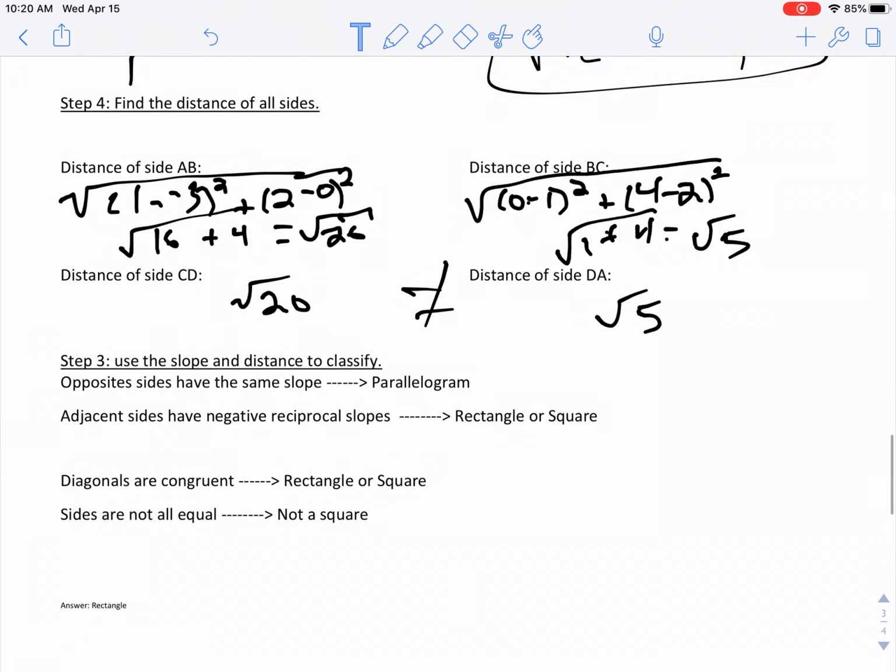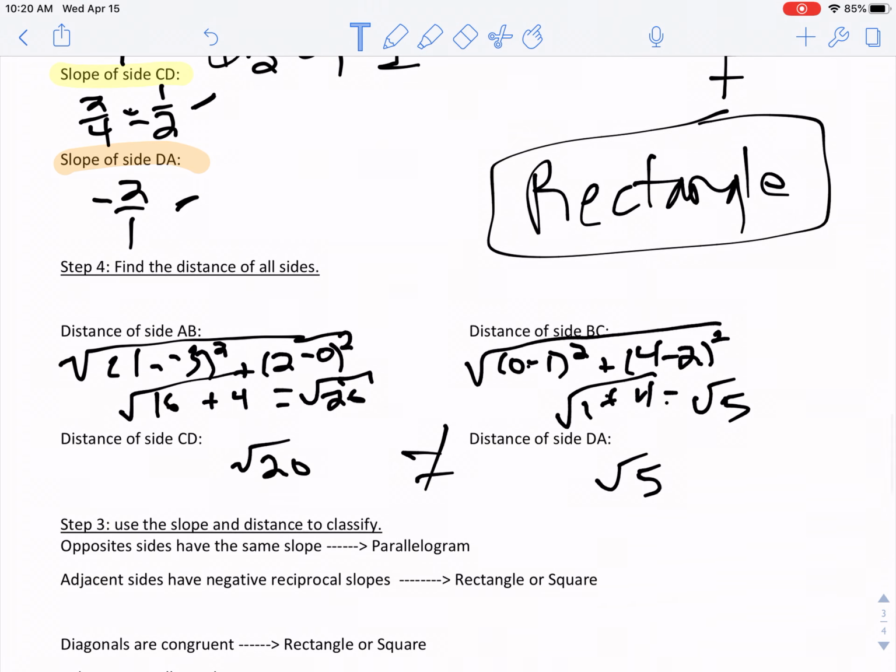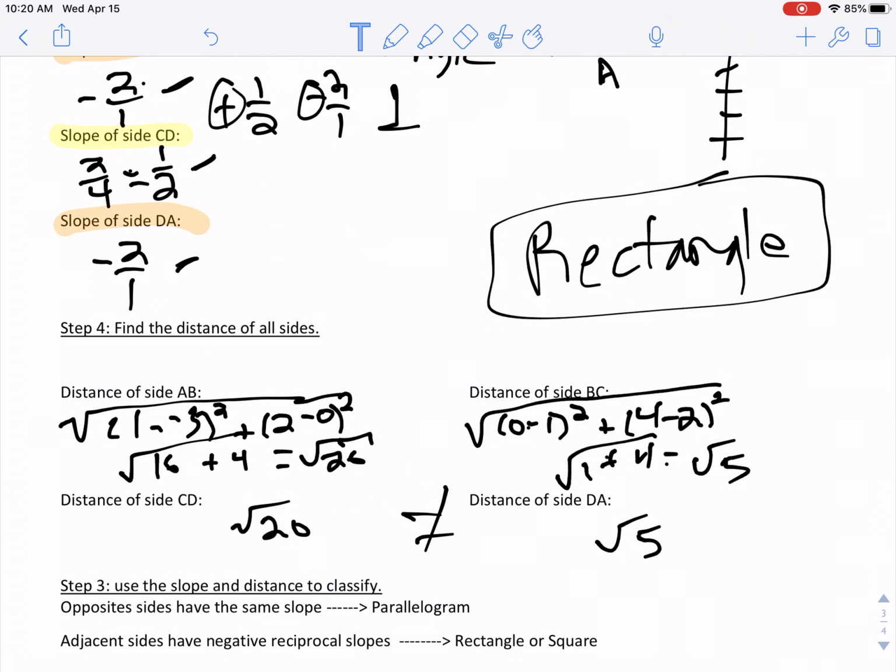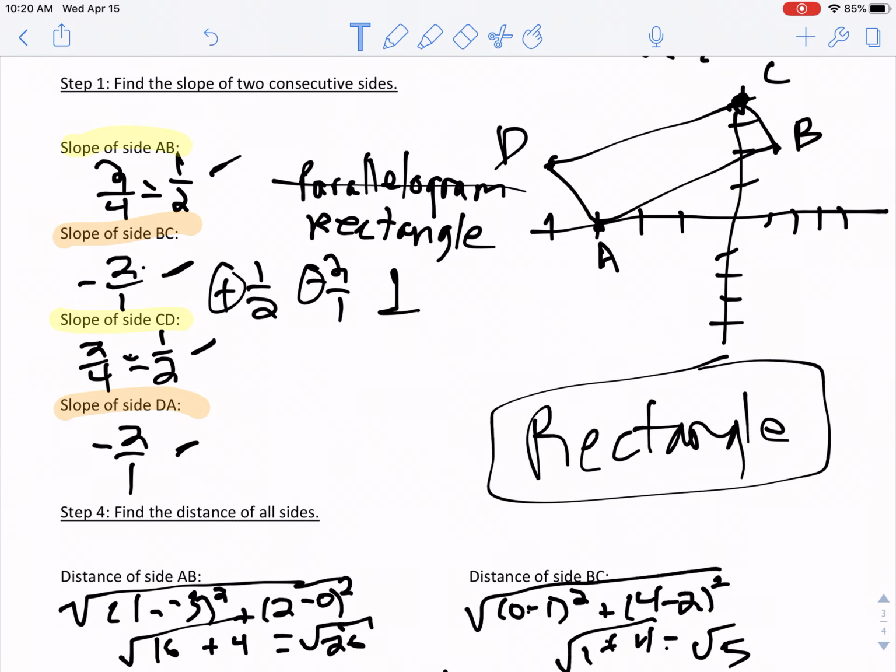All right, so if those were the same, it would have been a square. If these were the same, but these were not perpendicular up here, it would be a rhombus. If these weren't perpendicular and these weren't the same, it would just be a parallelogram. If these weren't the same, these weren't perpendicular, and the opposite sides, like AB and CD, weren't parallel, it wouldn't even be a parallelogram. We would just call it a quadrilateral.